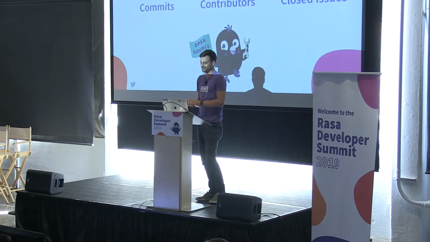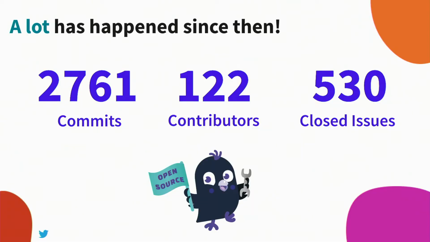And since May, a lot has happened, right? So there have been 2,000 commits over that. More than 100 contributors added code to Rasa, and we closed more than 500 issues. So that's really a team effort to go through all of them, answer questions, go through bugs, go through feature requests. Really happy to be working on there.